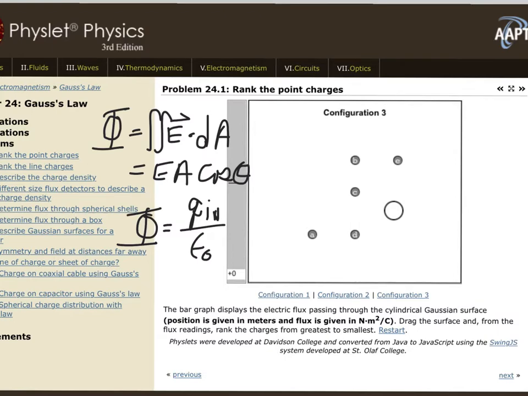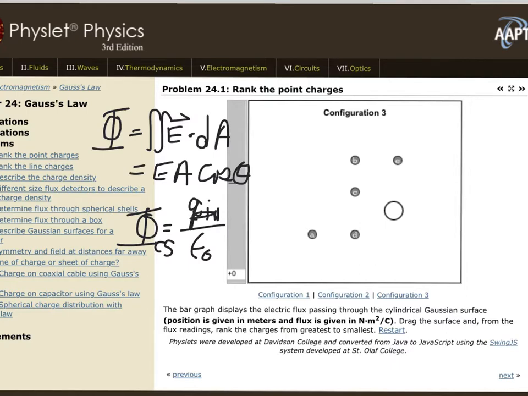And just to remind you, you have 2 relationships that we're using for all these exercises. The first is the definition of flux, which for the most general case has to be an integral of E dot dA, a dot product, E dA cosine theta. A should be a vector. And in the simple case, the one we use the most is just the magnitude of the field times the magnitude of the area times the cosine of the angle between them when these quantities are all constant. The definition of flux.